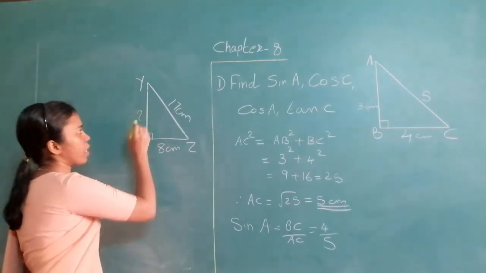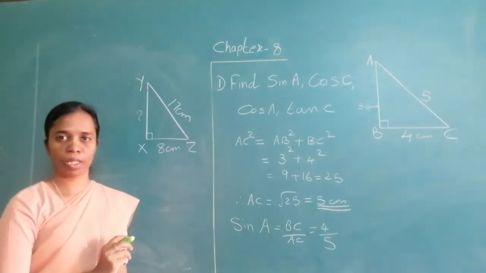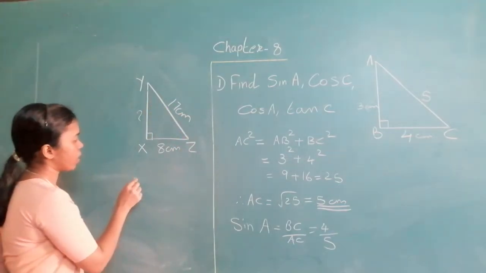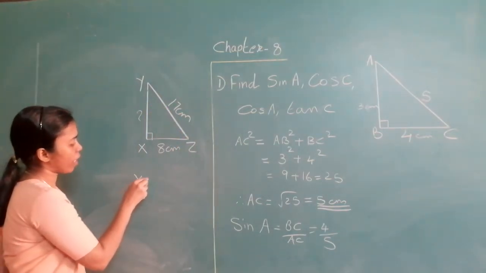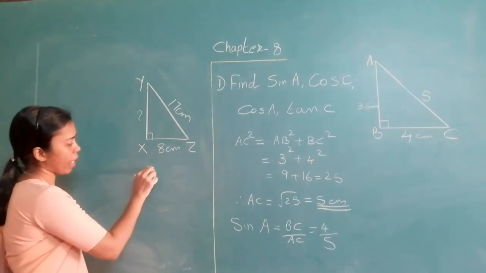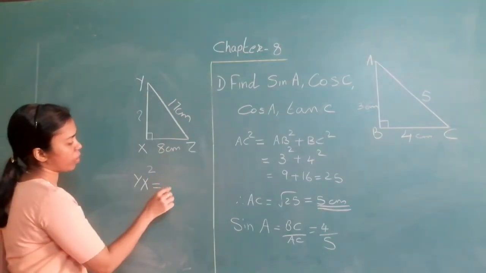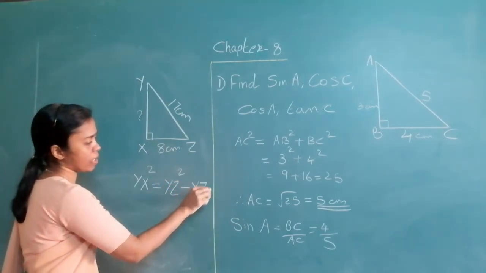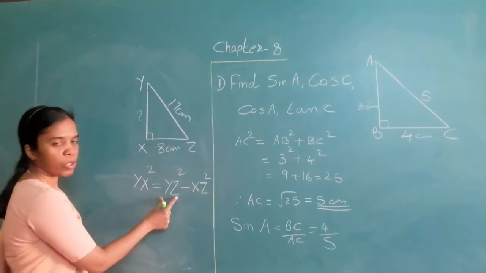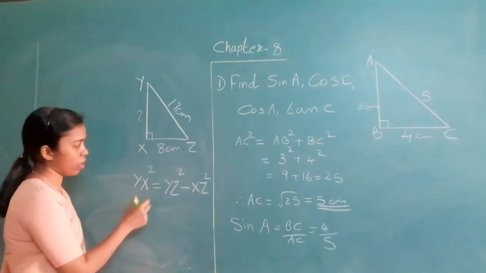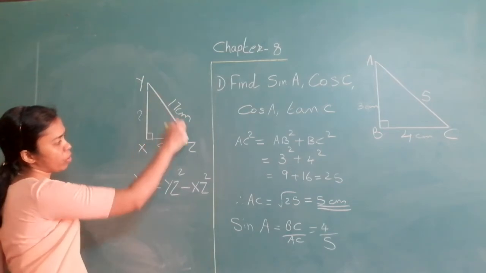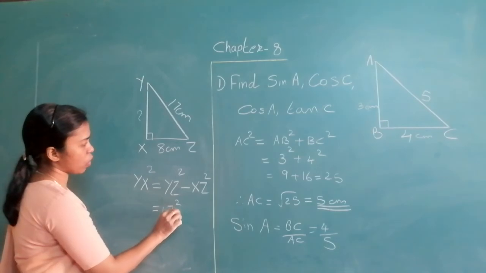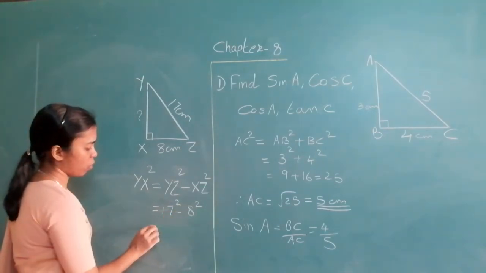Again, you are not given this side, so first find it out by using Pythagoras theorem. Here one important thing is that you have to find out YX. So YX square is equal to, what is your hypotenuse over here? YZ square minus XZ square, because hypotenuse square is equal to this square plus this square. Therefore, YX square is equal to YZ square minus XZ square, that is equal to 17 square minus 8 square.